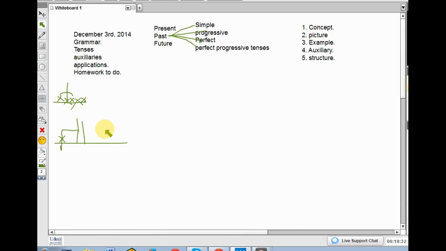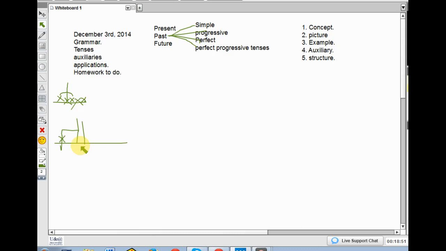Okay, let's continue with the past perfect progressive. The past perfect progressive is the same as this one, but the difference is that you are going to put x's here. X, X, X, X. These x's will represent that the action was a past from the past, but it was in progress. The action was in progress.